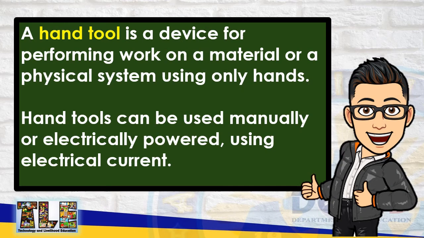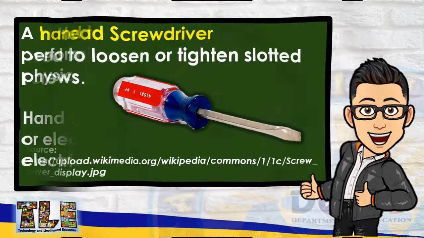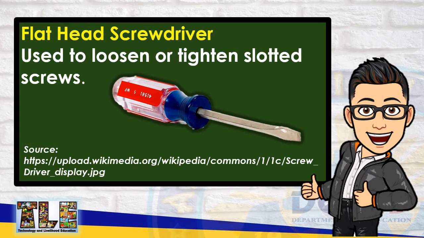Now let's proceed to our discussion. What is a hand tool? A hand tool is a device for performing work on a material or a physical system using only hands. Hand tools can be used manually or electrically powered using electrical current. Examples of computer hand tools.